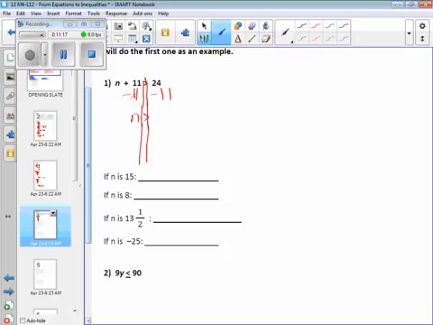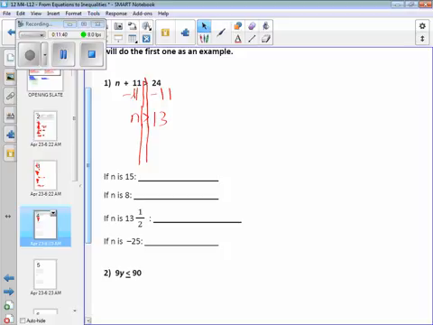Did you guys get n greater than 13? Okay. Can it be equal to 13? Not. All right, so now think on a number line starting at 13, are all the numbers that are going to make the statement true to the left of 13 or to the right? Ben, how many agree with Ben to the right?